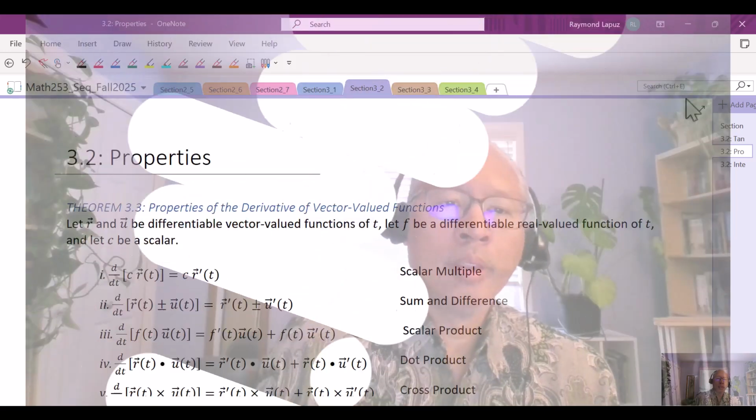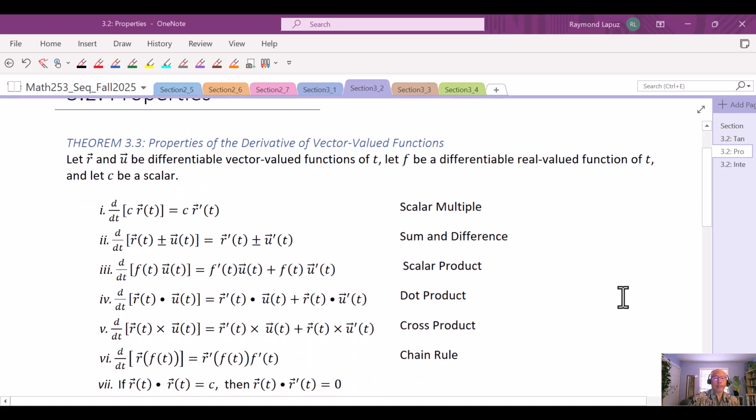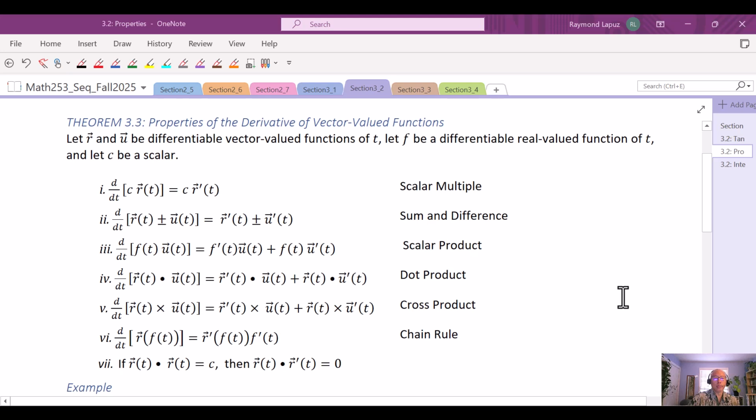Hello, we are continuing our work with Chapter 3 in Section 3.2, and in this particular video we'll focus on the properties and how to apply the properties to finding derivatives. In Section 3.2 we have a handful of properties that work with taking derivatives, and a lot of that should be something similar to what you've already seen with the regular derivatives.